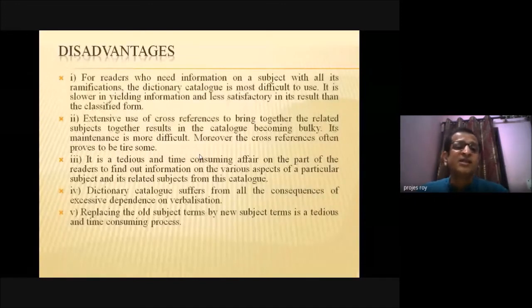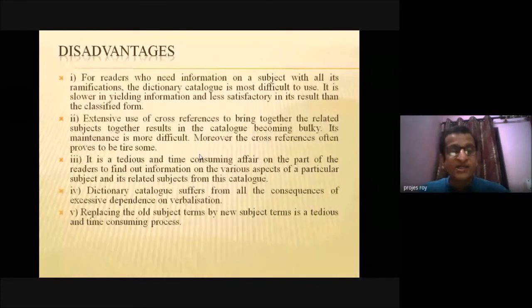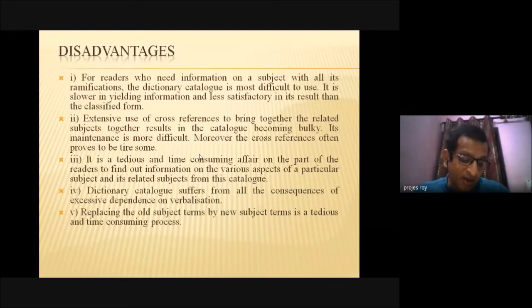Now here, another thing, extensive use of cross-references is the key to creating confusion. It is tedious and time-consuming. Dictionary catalogs suffer from all the consequences of the excessive dependence on verbalizations. Replacing the old subject terms by new subject terms is a tedious and time-consuming process. It's very difficult. Suppose previously it was cancer, now you are asking for it as carcinoma. So everywhere you need to change that terminology.